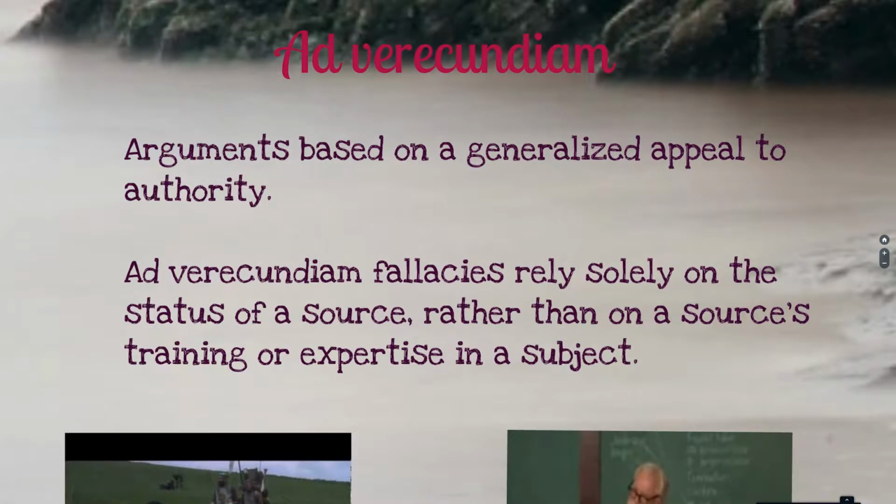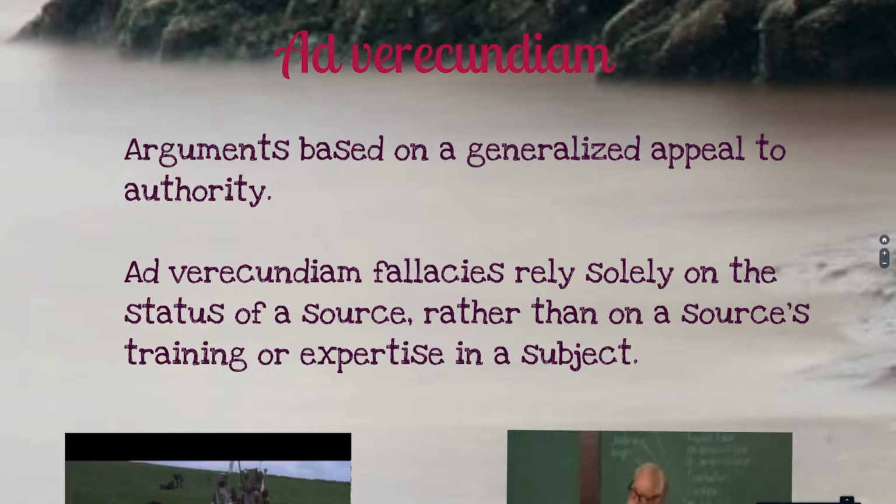herring. The next type of fallacy we call the ad verecundiam, again Latin. The ad verecundiam is an argument based on a generalized appeal to authority. We already talked about argument from authority. It doesn't have a lot of basis, but sometimes arguments rely solely on the status of a source rather than on that source's expertise.